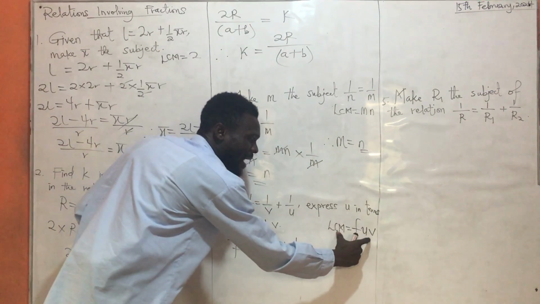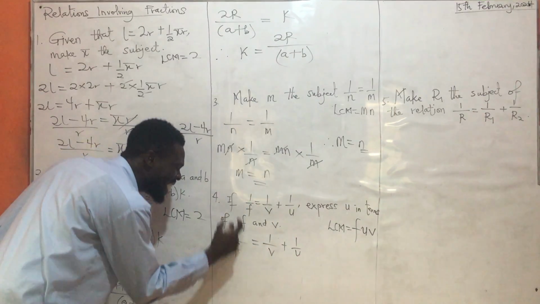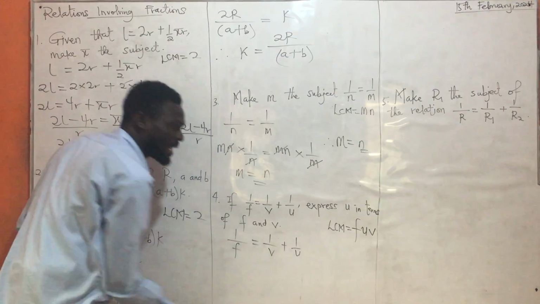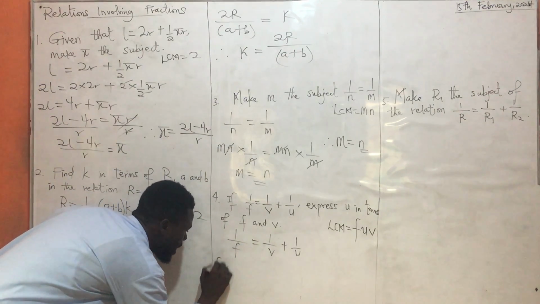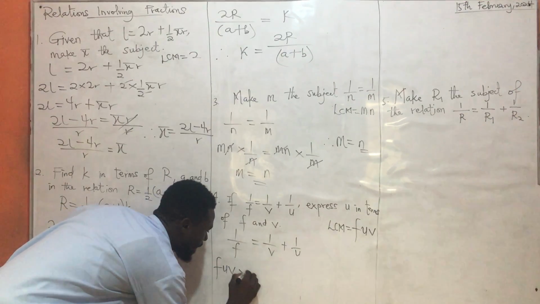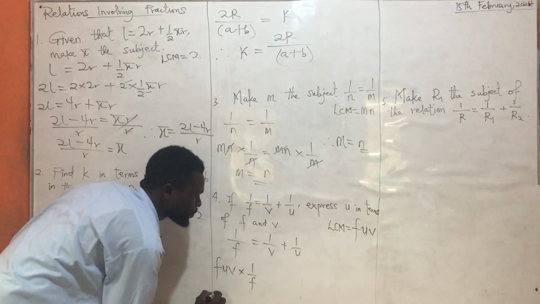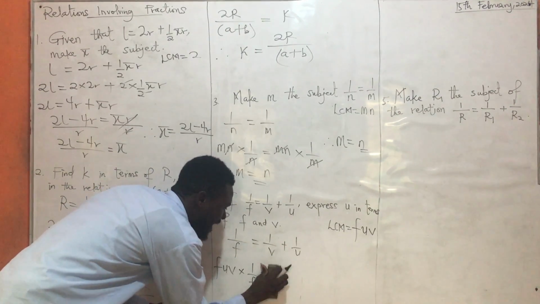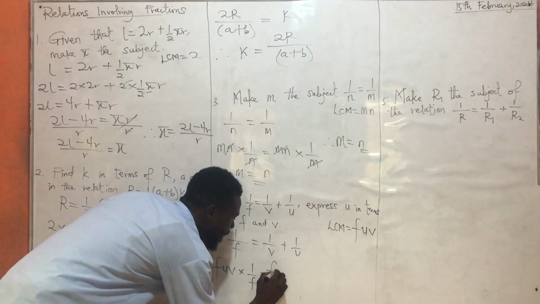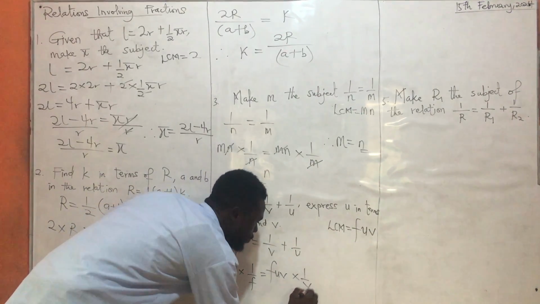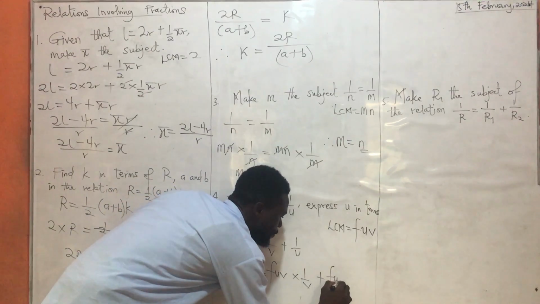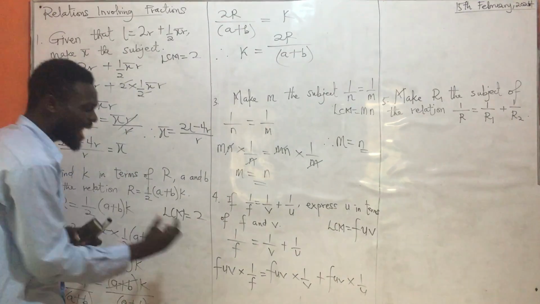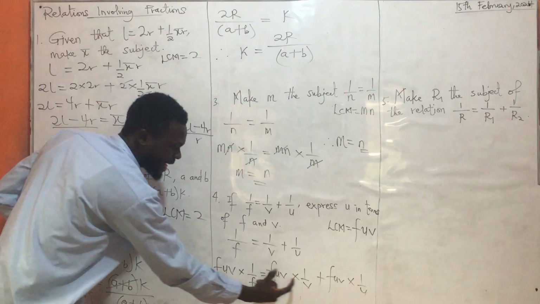So now that I have my LCM, I'll multiply each of the terms by the LCM. So one term, another term. So I'm going to say fuv times 1 over f is equal to the LCM times the term. So fuv times 1 over v plus fuv times 1 over u. So the LCM is multiplying each of the terms.